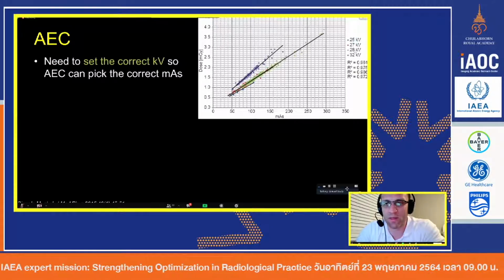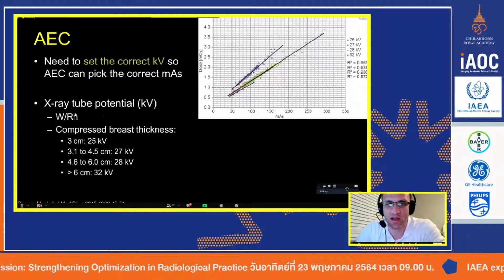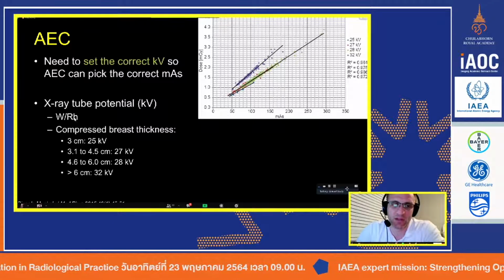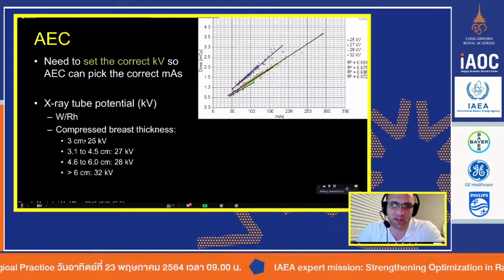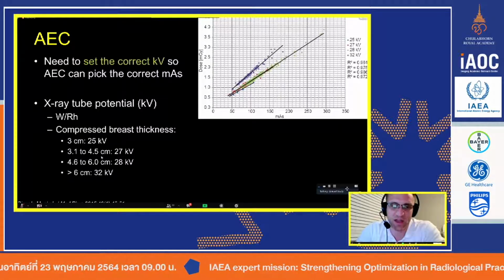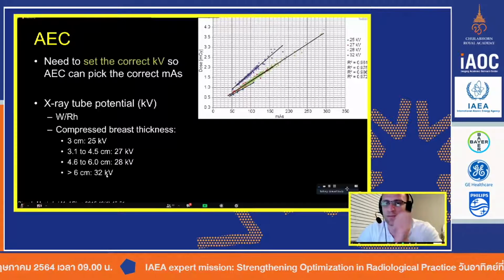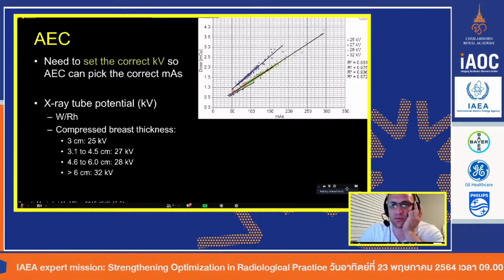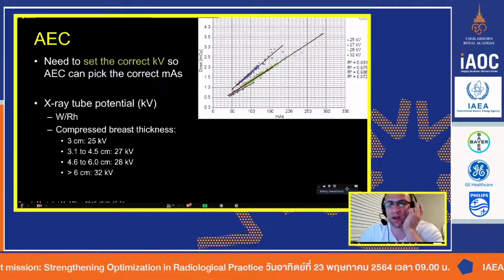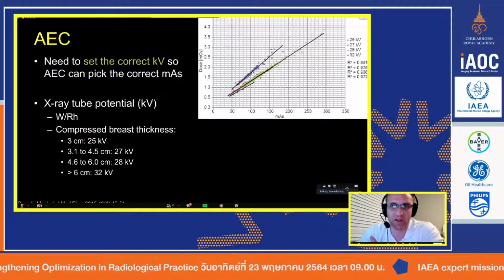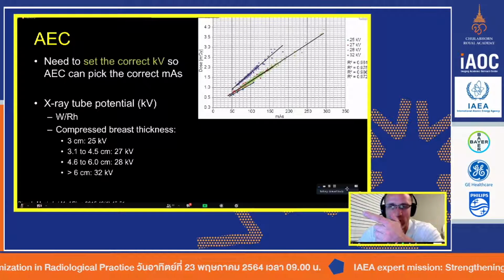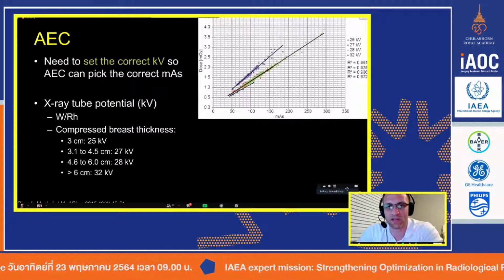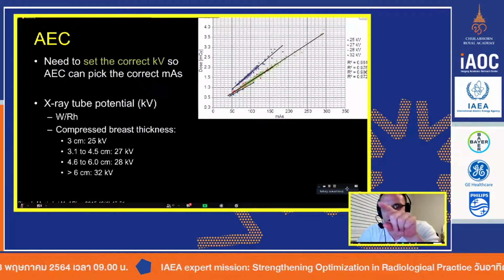What they did is they looked at a couple of different target and filter combinations, and then they looked at protocols based on patient thicknesses and setting up different kVs. And they measured the radiation doses. Without too much surprise, the higher the kV, the higher the mean glandular dose. We know that. That's true for X-ray, fluoro, CT, everything. Higher the kV, higher the dose. The kV changes as a factor of 2.